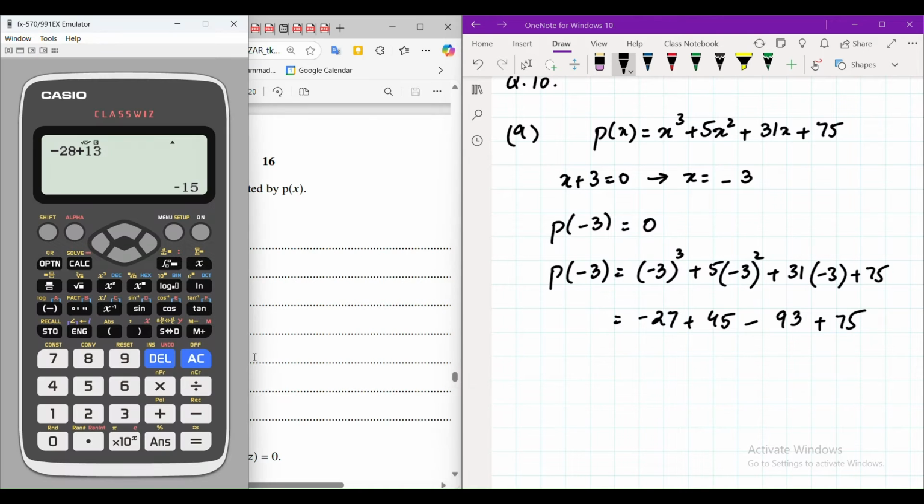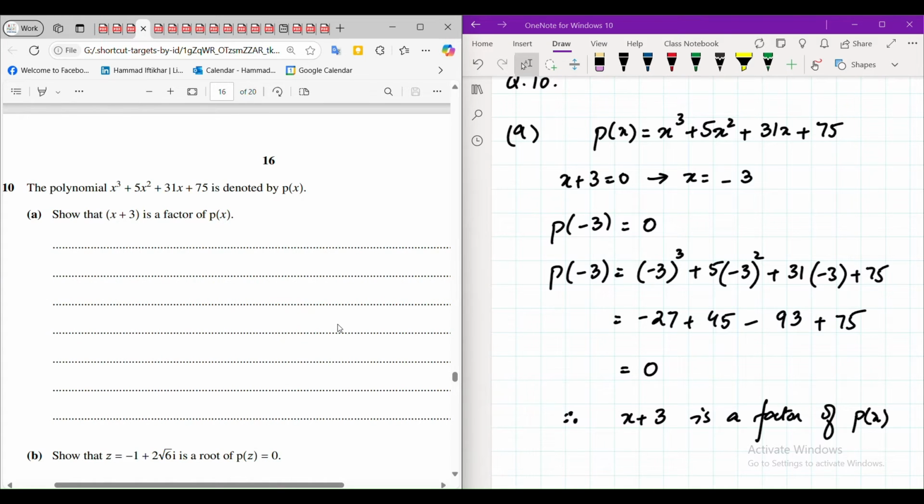So let's add it up together. Negative 27 plus 45 minus 93 plus 75. So that is 0. So yes, x plus 3 is a factor of p of x. So that's about it. The next part is the complex numbers part, so we're going to leave this. So moving on to the next question.